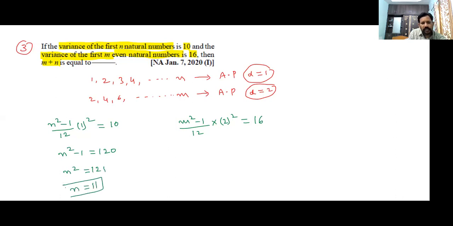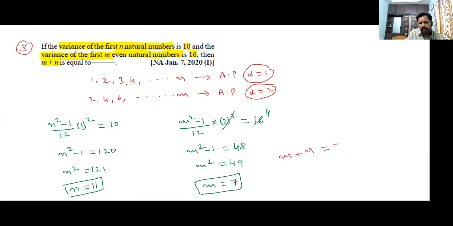n value is 11. Here m square minus 1, 4 4s are 16, 12 4s are 48. m square is equal to 49. Then m value is 7. But see the question, what they are asking, m plus n, that should be 7 plus 11. How much, students? 18.